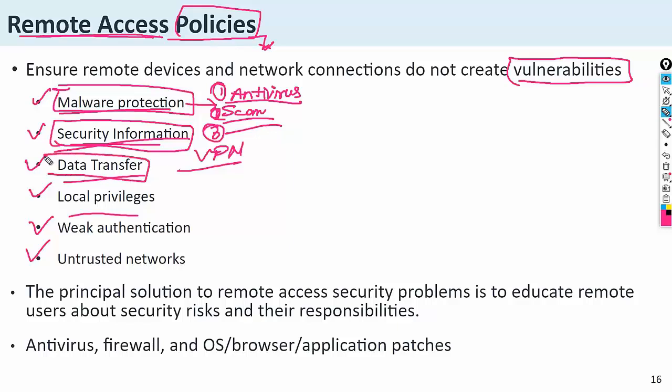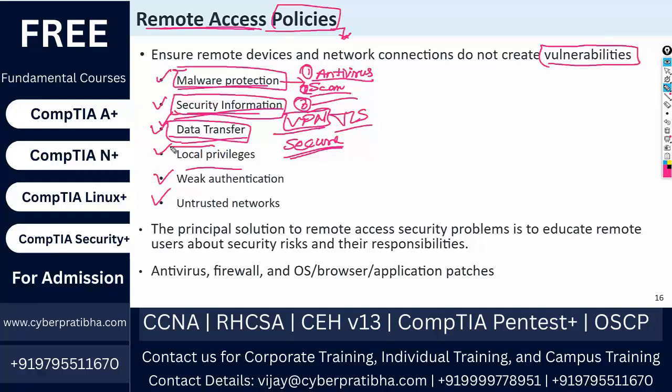At the time of data transfer, when the data is transferring, you can use the VPN, you can use TLS, and you can use a secure channel while transferring the data. So it is necessary to know about this. Okay, local privileges: your computer must have the least privilege.